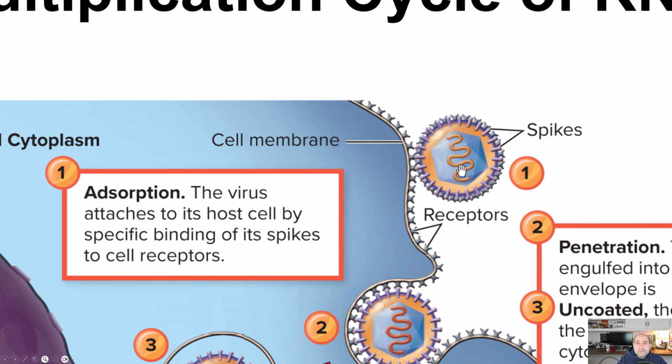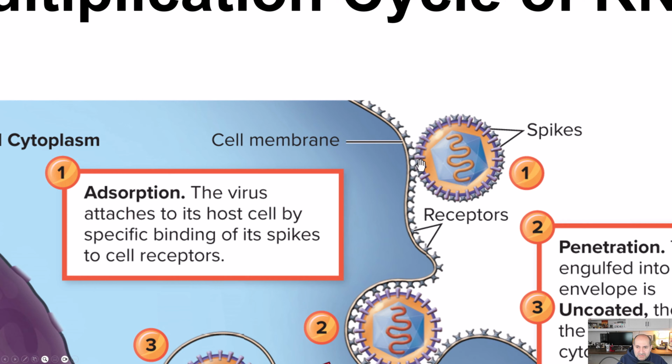Again, let's look at the multiplication cycle step by step. Notice here, the enveloped virus binds to specific receptors on the cell's membrane. This is via the spike proteins. Remember, this is called adsorption. The virus attaches to its host cell by specific binding of its spikes to cell receptors. This determines the tropism of the virus.